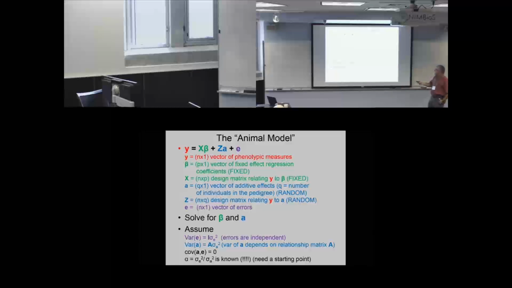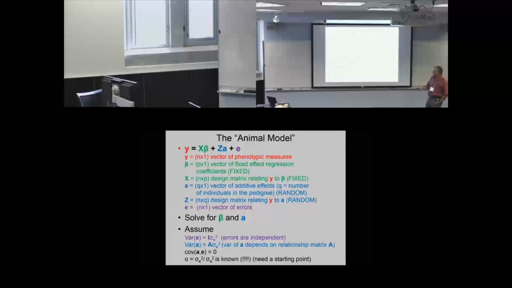So a is a q by 1 vector of additive effects. And again, this is a random effect because what we're saying is we just reach into your population and pull out an individual for the study, but we actually don't care about that individual. It's just representative of all other individuals in that population. You'd be just as happy to throw that guy back and pull out another one.